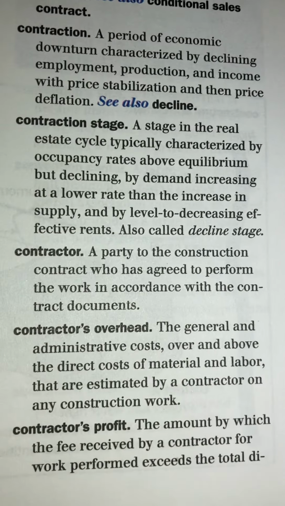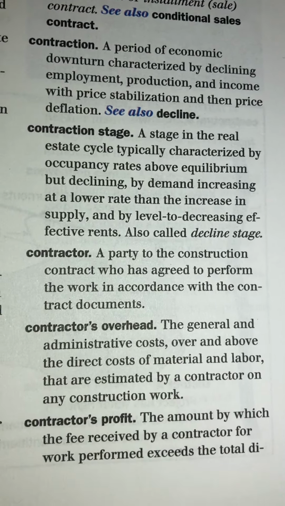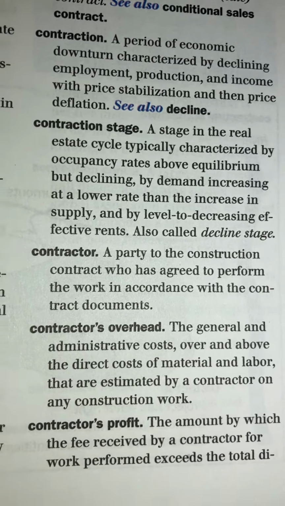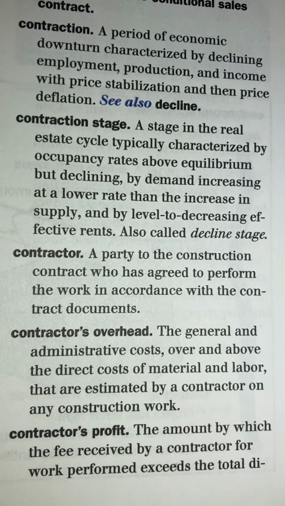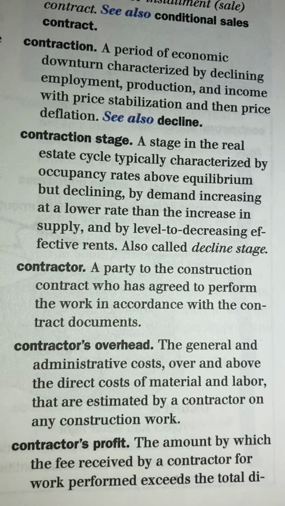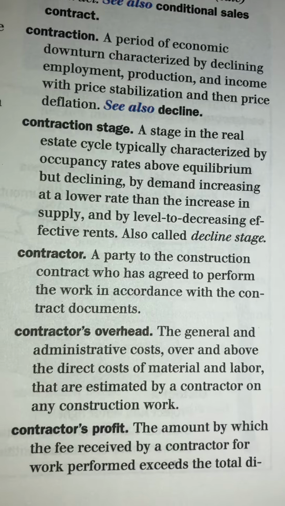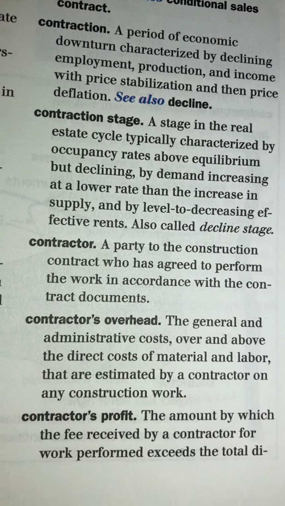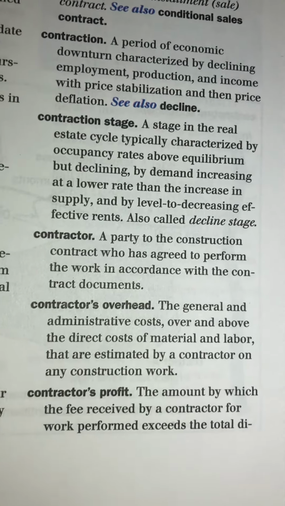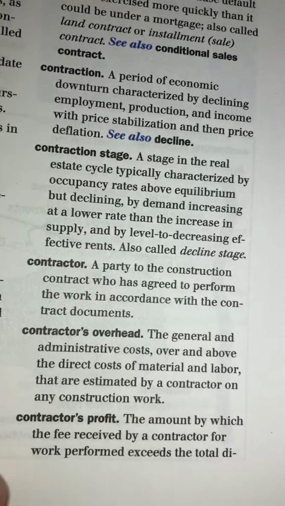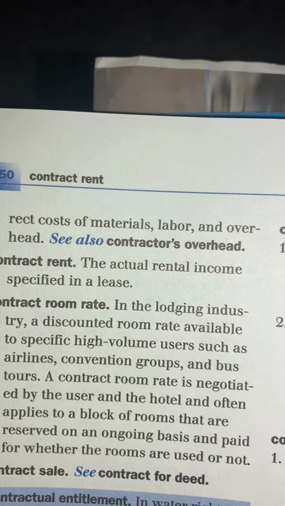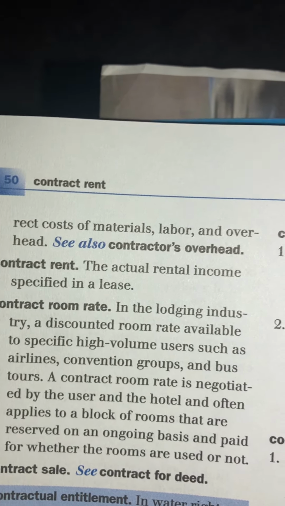Contractor. A party to the construction contract who has agreed to perform the work in accordance with the contract documents. Contractor's overhead. The general and administrative costs over and above the direct costs of materials and labor that are estimated by a contractor on any construction work. Contractor's profit. The amount by which the fee received by the contractor for work performed exceeds the total direct costs of materials, labor, and overhead. See also contractor's overhead.